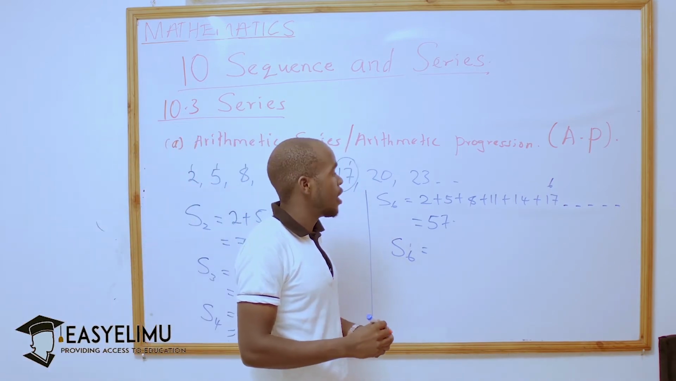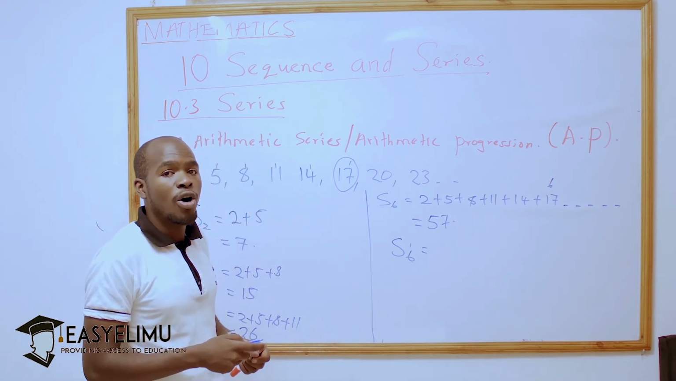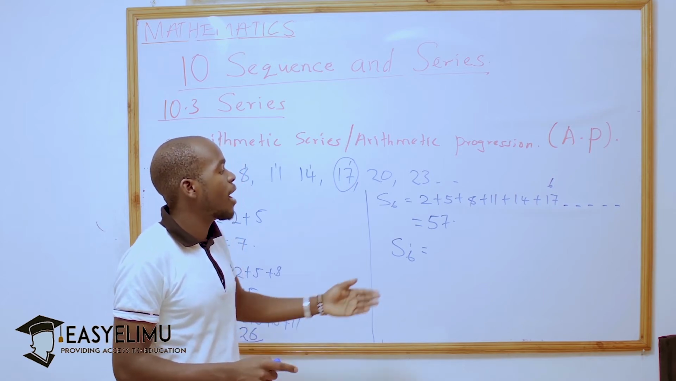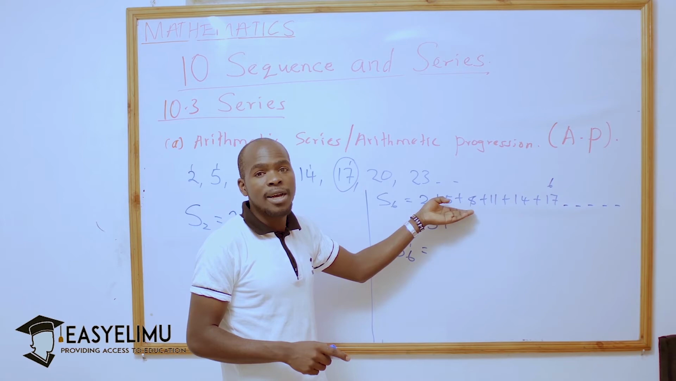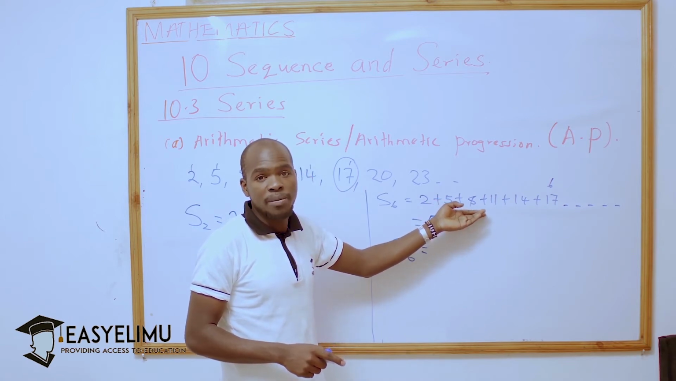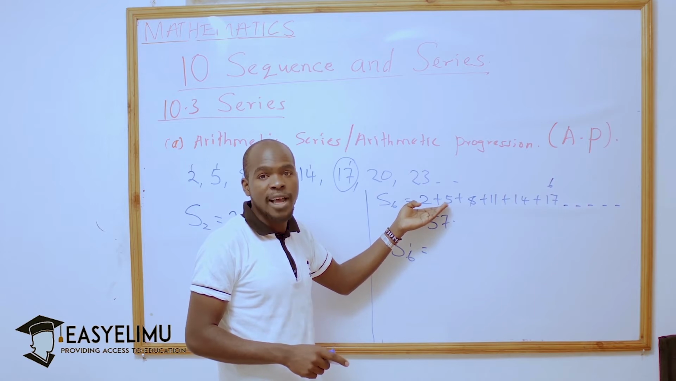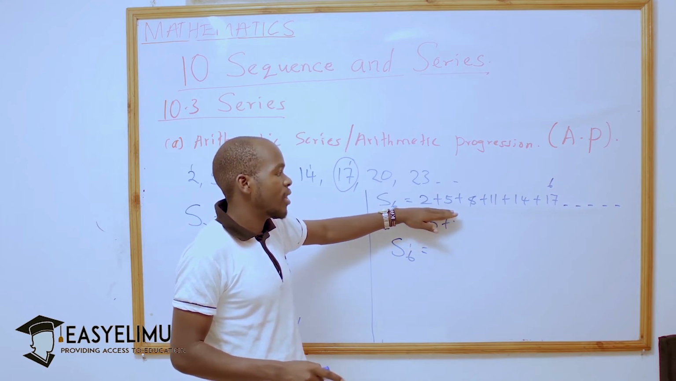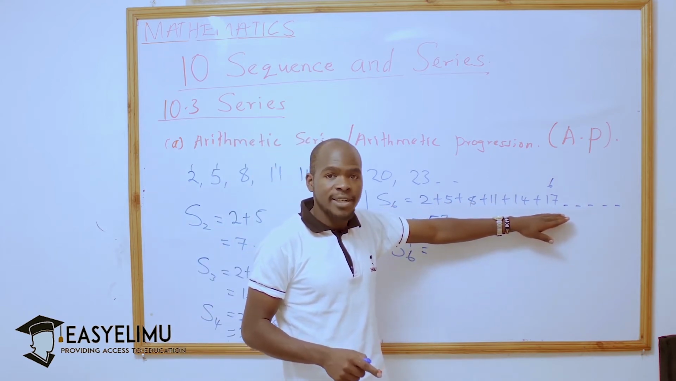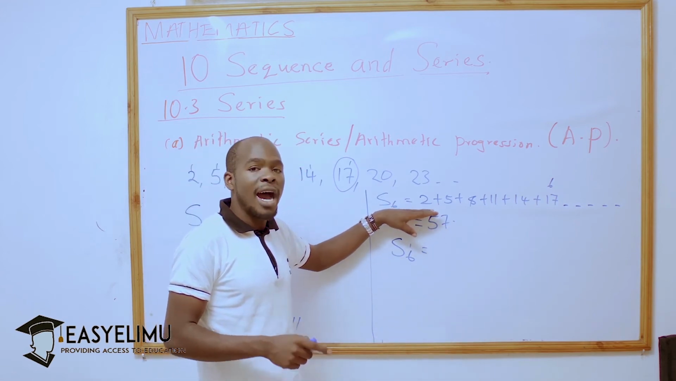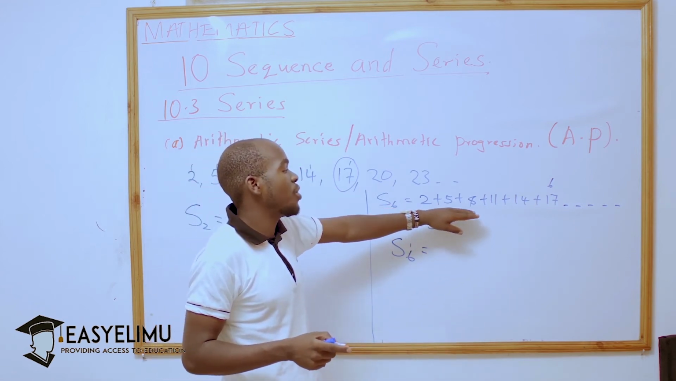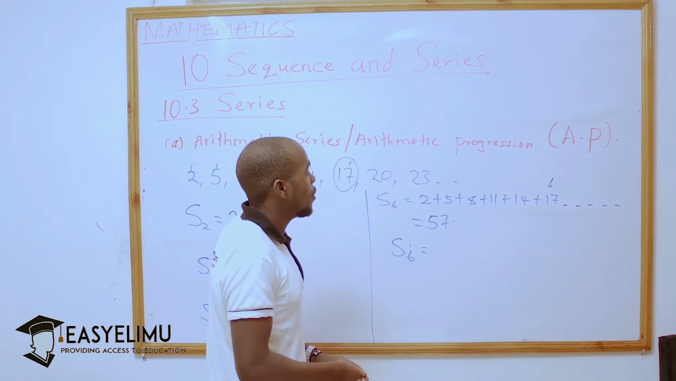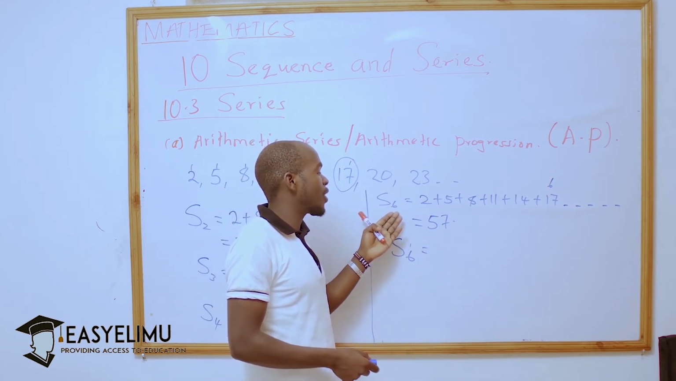In short, if you sum up the given arithmetic sequence terms, you will end up with a summation like this, all the terms joined together by addition signs, or subtraction, but in most cases it's addition. Summing is adding. This is what we refer to as a series. Since we are summing arithmetic sequence terms, this is called an arithmetic series or arithmetic progression. If we sum up to 6, we get 57.